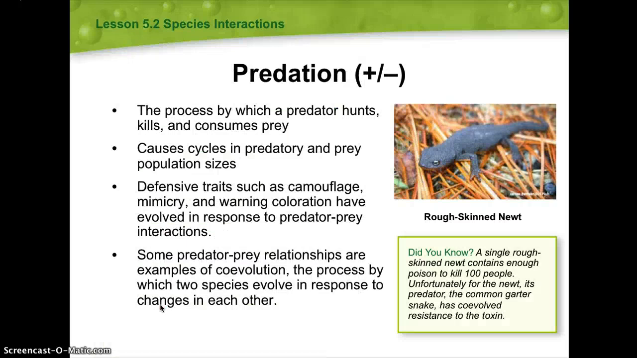Did you know a single rough-skinned newt contains enough poison to kill 100 people? Unfortunately for the newt, its predator, the common garter snake, has co-evolved resistance to the toxin. So coevolution is the process by which two species evolve in response to changes in each other. A change in one species is usually followed by a change in the other. You could think of this as the coevolution of honeybees or insect pollinators with flowering plants, angiosperms. So that would be a coevolutionary relationship there.